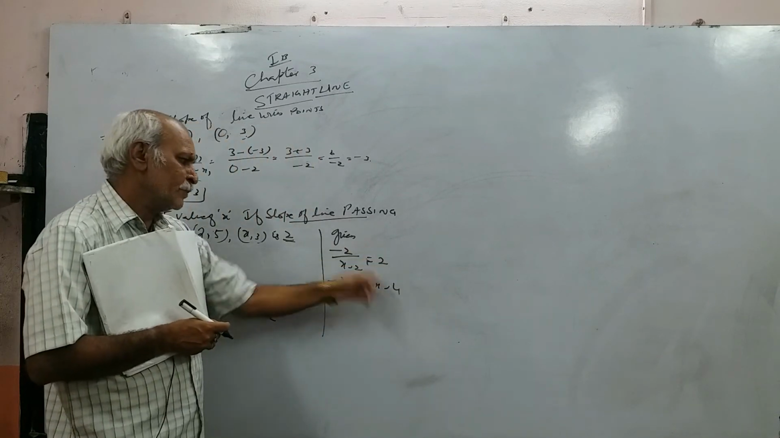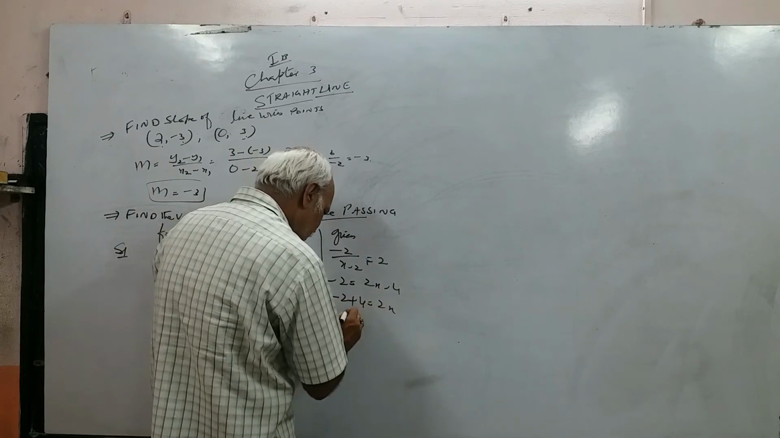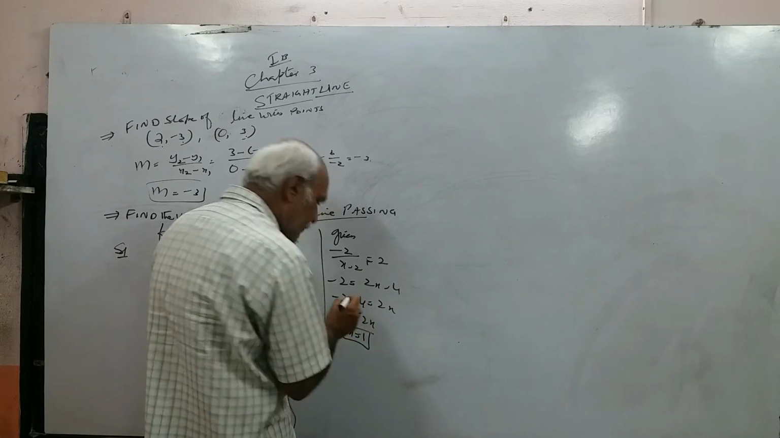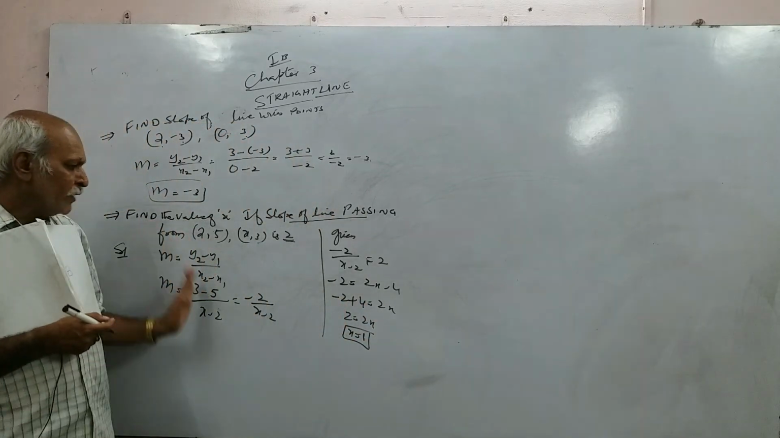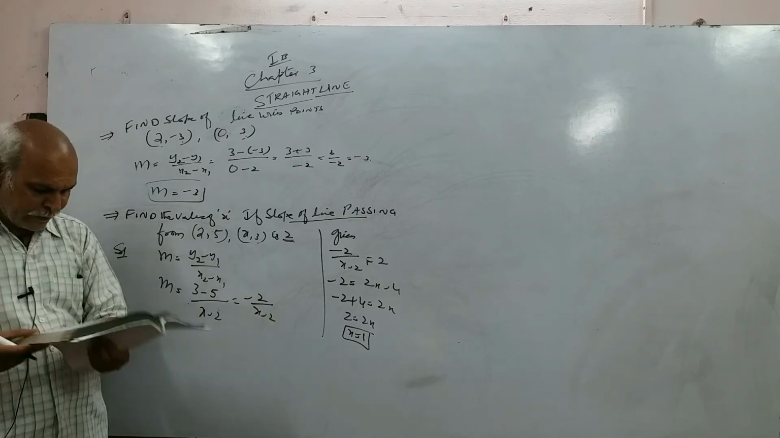Cross multiply, sir. Bring minus 4 to this side. Minus 2 plus 4 is equal to 2x. So 2 is equal to 2x. x is equal to 1. Okay. So here we are finding slope, and here we have to find the value of x. Okay, next.